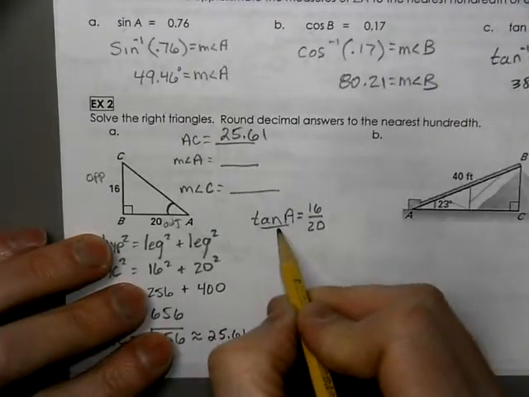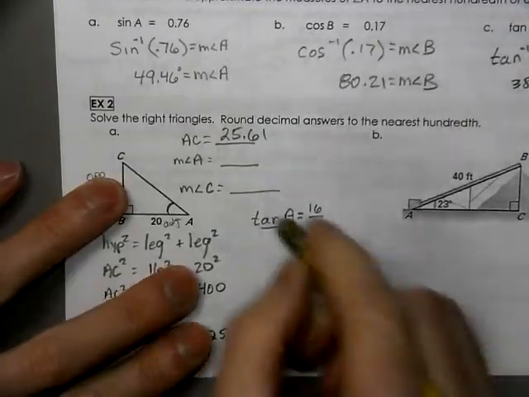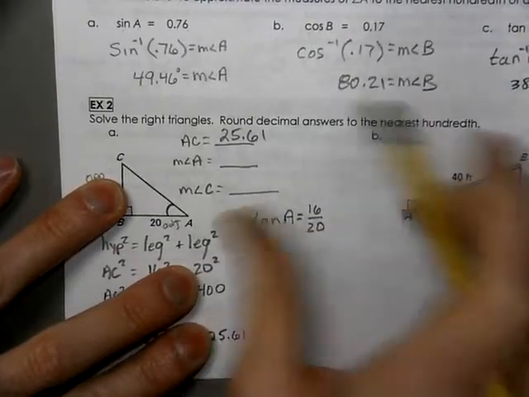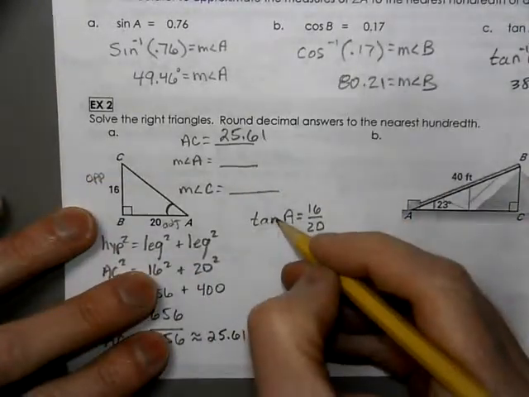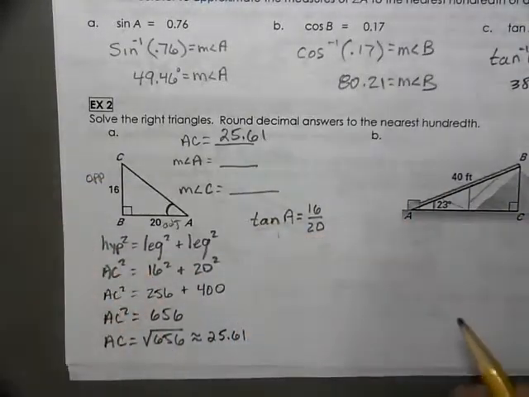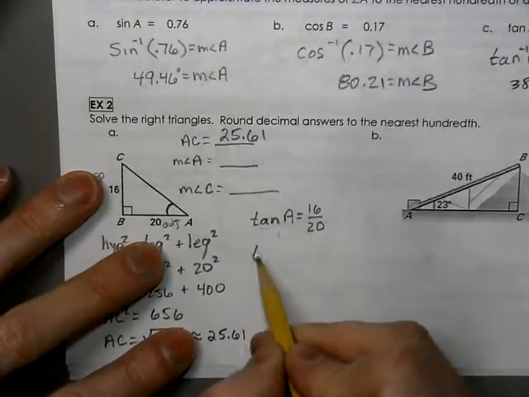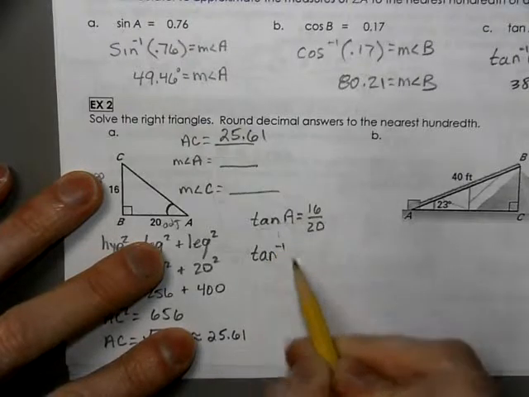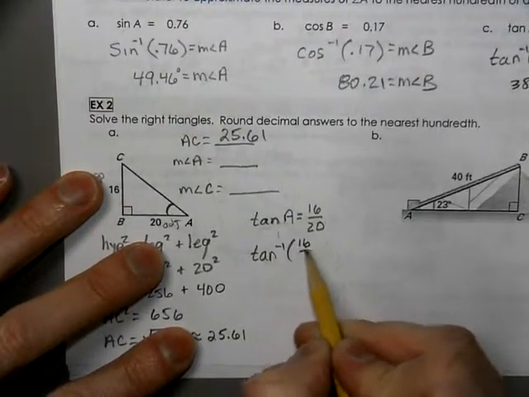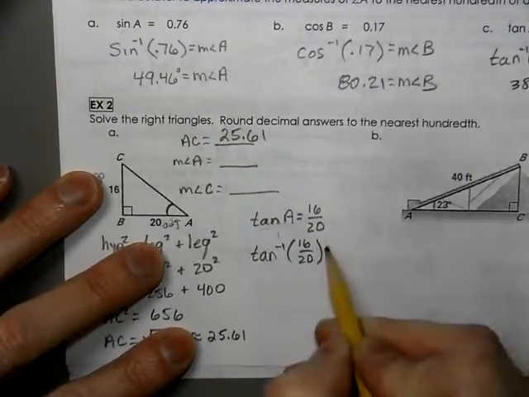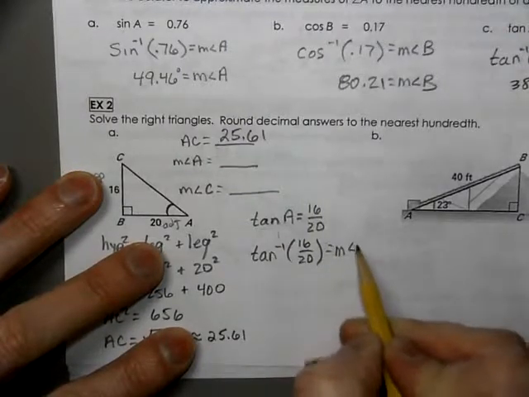Now we're going to set that over 1. Sorry. There's nothing to solve for. We're trying to solve for the angle, not a side. Okay, so to get the angle by itself, we're going to do the tangent inverse of that fraction equals the measurement of angle A.